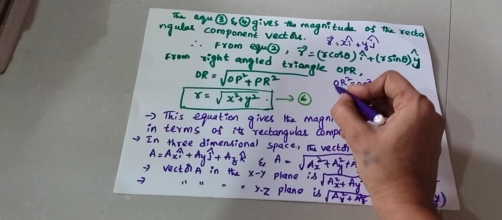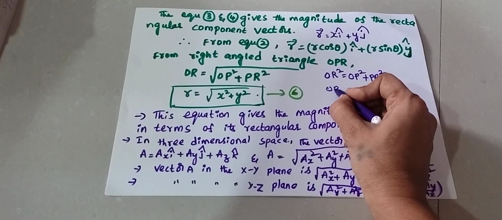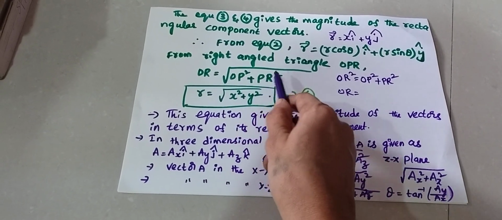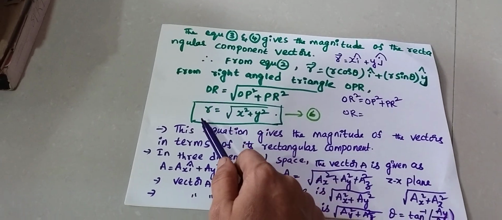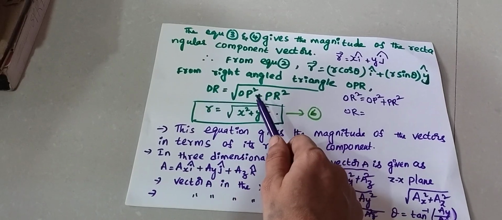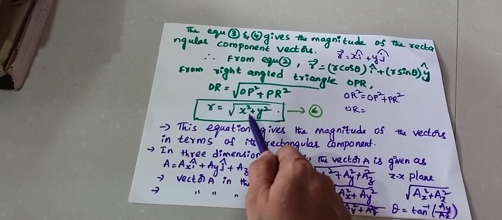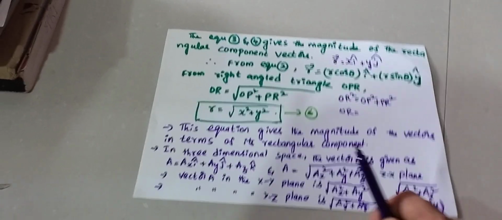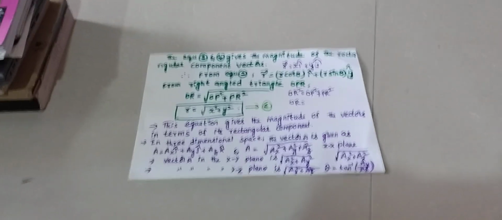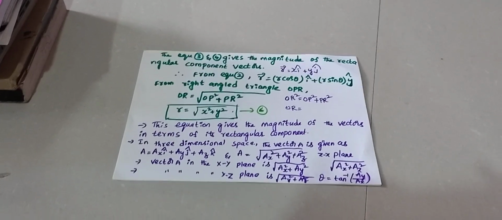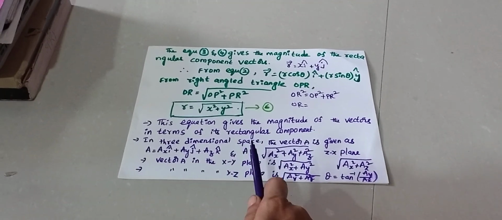Finally, OR is equal to the root of OP square plus PR square. Here OP is x and PR is y, so OR, which is r, is equal to root of x square plus y square. This equation gives the magnitude of the vector in terms of its rectangular components in 2-dimensional space.